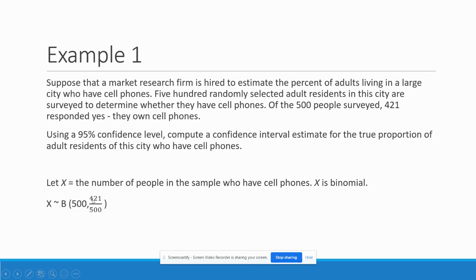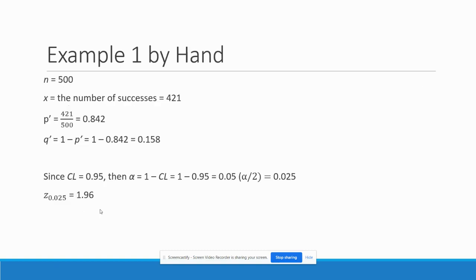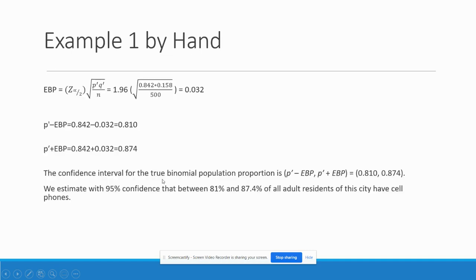500 is the sample size. 421 over 500 is how many people own cell phones. Okay, and I show here what I do. Again, 500 is the sample size. X is the number of successes. So 421 over 500 is 0.842. So basically 84% of the people in the survey had a cell phone. And then again, to get the percentage of people who don't have a cell phone, it's 0.58. All right. So here's me doing it by hand, but I don't want you to do it by hand.